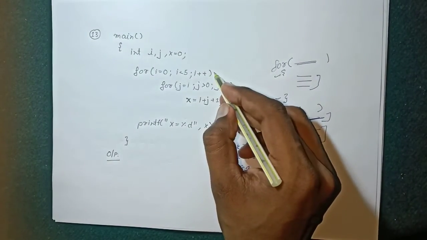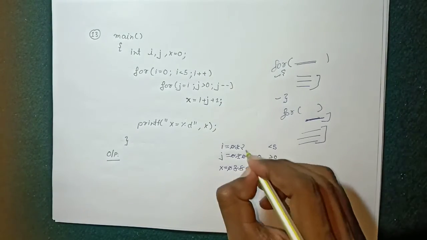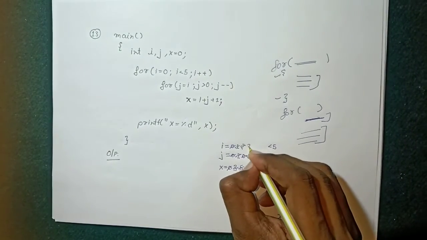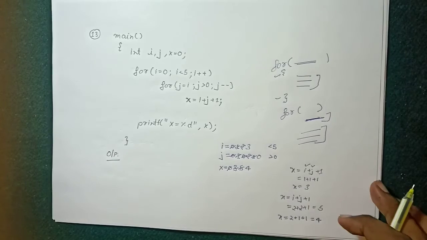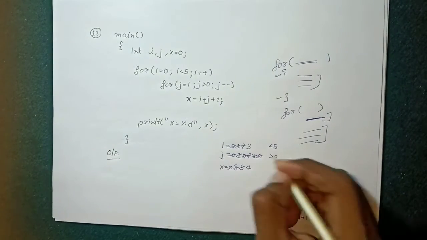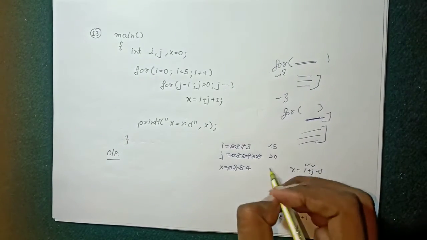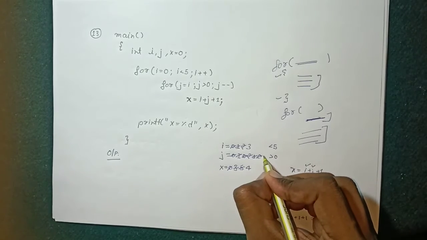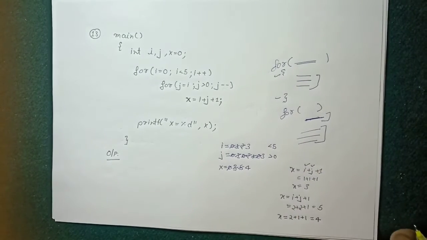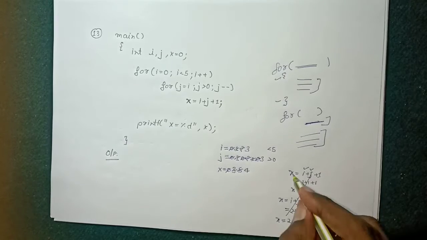Now we come to the outer loop, and here the value of i becomes 3. 3 is less than 5, obviously. Then we come to the inner loop, and we are initializing the value of j by i, which means the value of j now becomes 3. 3 is greater than 0, obviously.